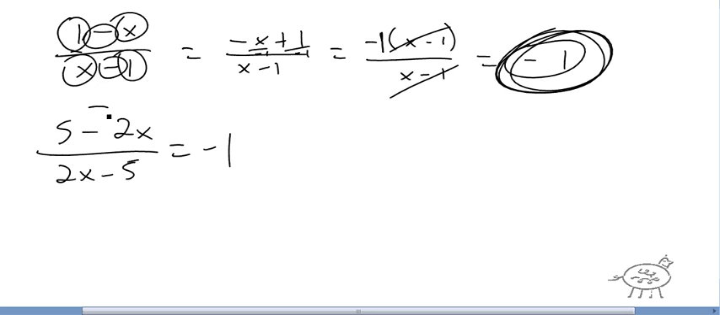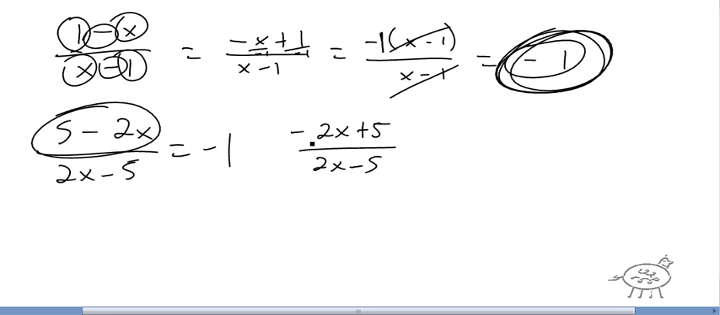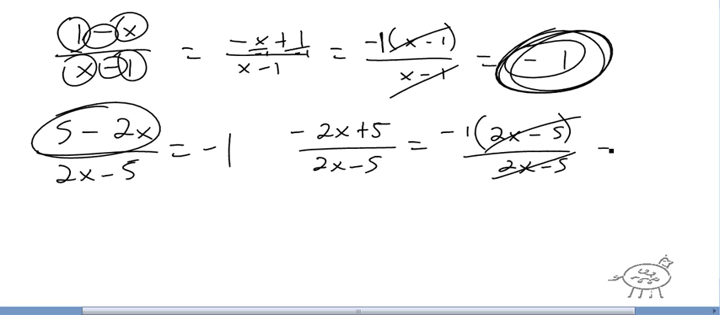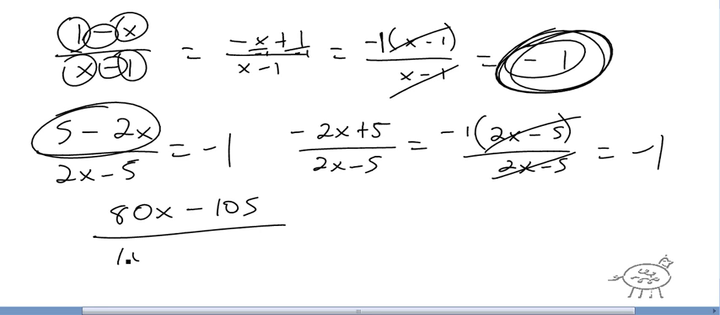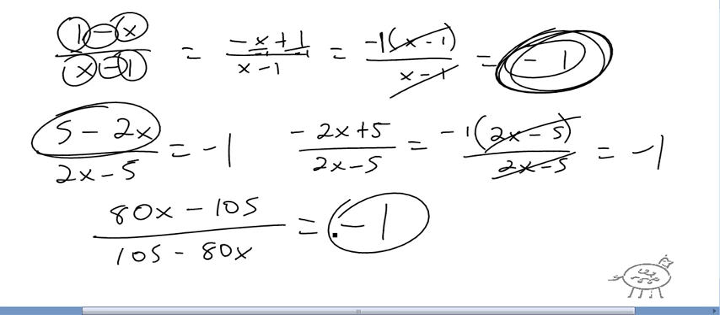I mean, I could prove this here. Let's just show that. Isn't that negative 2x plus 5 over 2x minus 5? And I'm going to factor out a negative 1. So negative 1 parenthesis 2x minus 5 over 2x minus 5. Okay? So I can have 80x minus 105 over 105 minus 80x equals negative 1. Okay? Really, really nice.